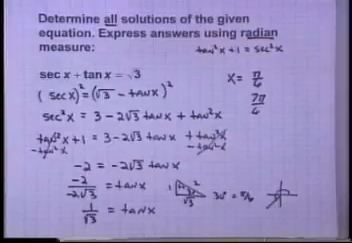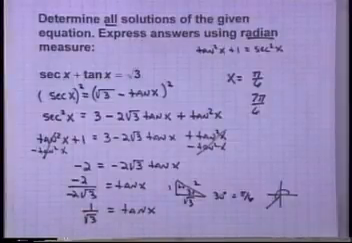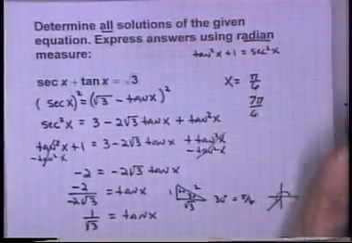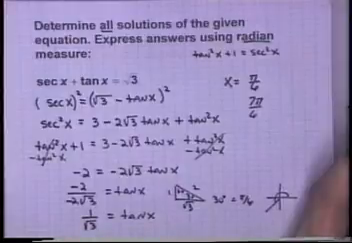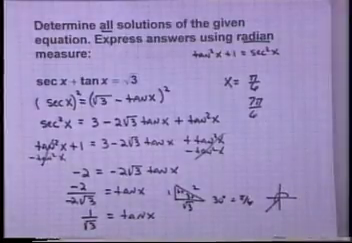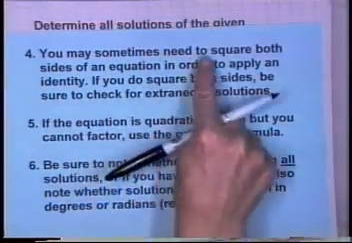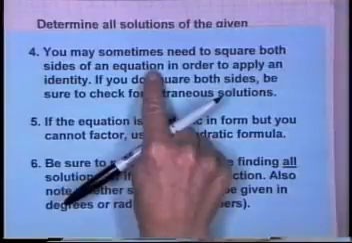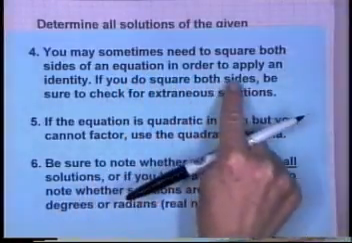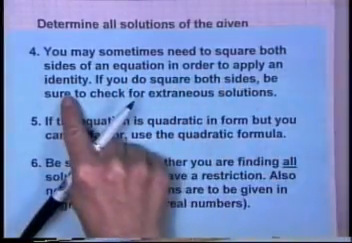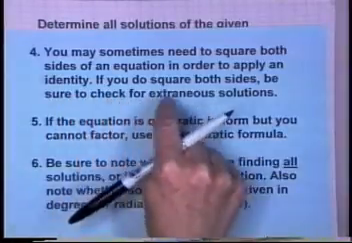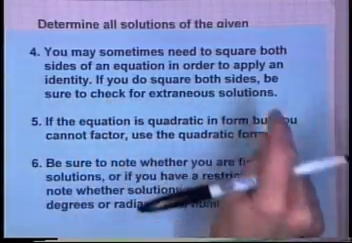Now, this said to determine all solutions. We have found 2 primary solutions, and so it's real tempting here just to put plus 2 pi k plus 2 pi k and go on about our business. But I want to remind you that when we looked at the hints, you may sometimes need to square both sides, which we did. If you do square both sides, be what? Be sure to check for extraneous solutions.